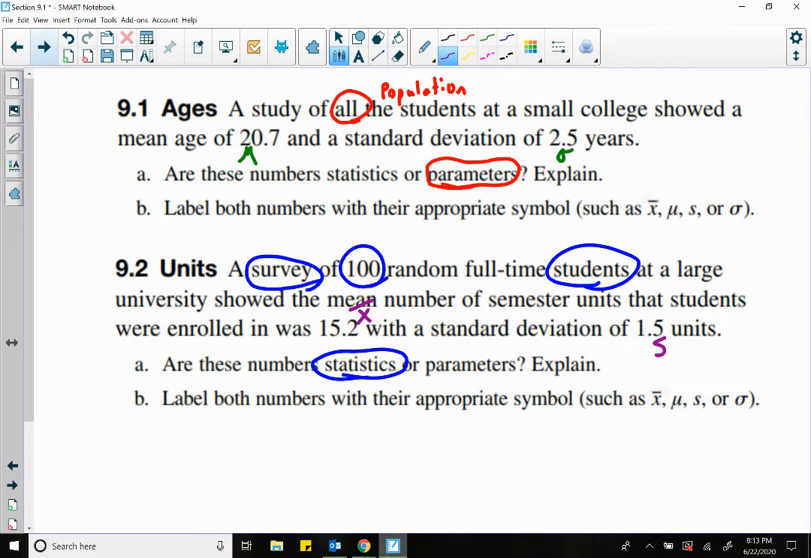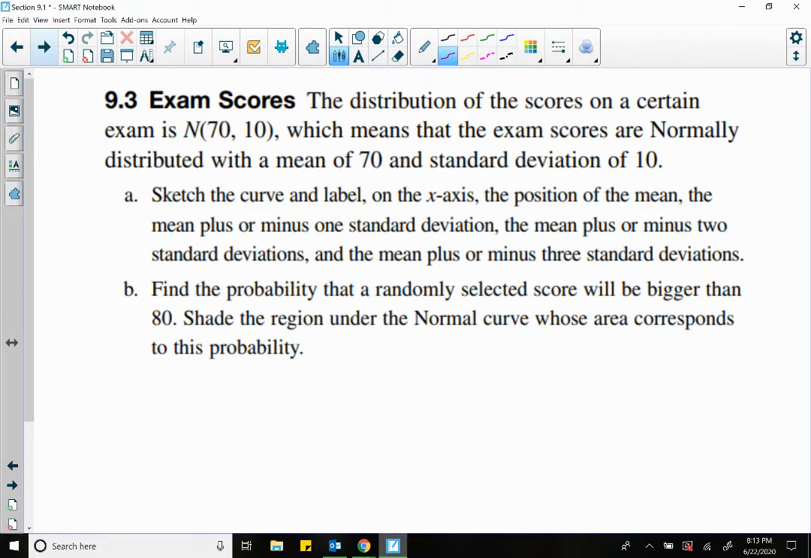So let's move on. Again, like I said, most of this is review of what we did back in chapter 6. There's that normal distribution that they're talking about. They want you to sketch a curve and then find the probability that we will be bigger than 80. Go ahead, pause the video, and do this. You've done this before. This is exactly the same as what we did in chapter 6.